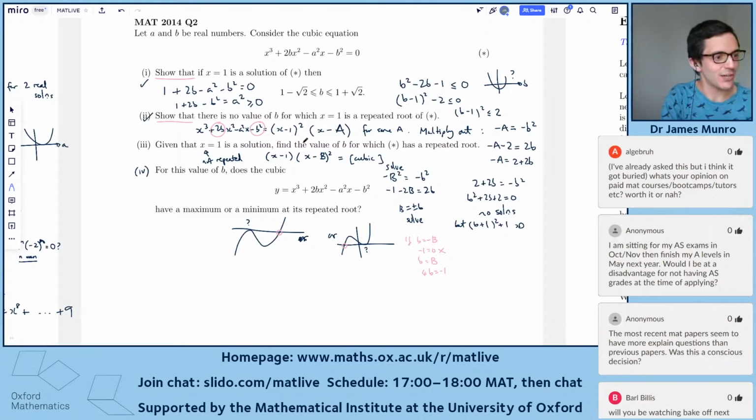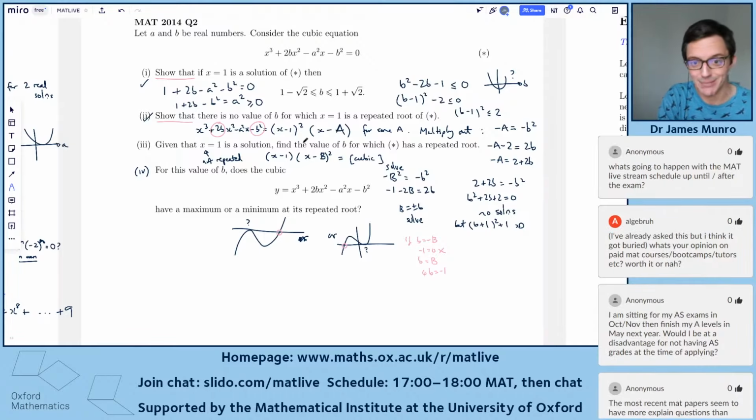Algebra says, I've already asked this, but I think it got buried. What's your opinion on paid MAT courses? Boot camps, tutors, worth it or not? So I'm going to a lot of effort to organise a free MAT course. If I put any paid MAT tutors out of business, then there we go. That's the thing, and I'm not sorry. I don't recommend or endorse any of the paid MAT courses out there. I know that there are people charging ludicrous amounts of money to practice MAT questions. Cool, right, good.